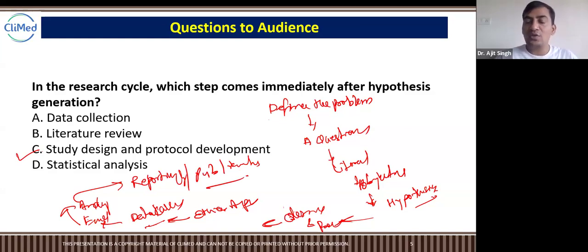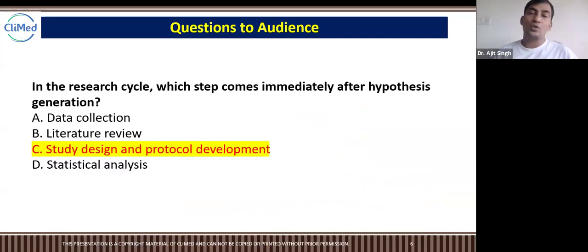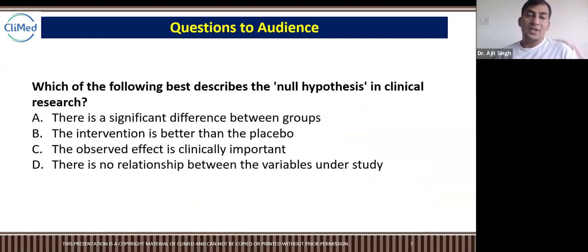Understand? So the hypothesis always comes after your aim and objectives. And aim and objectives definitely cannot be defined without a literature review. You know that. Without a literature review, you cannot define the hypothesis. Understand? So the right answer here is study design and protocol development. Okay. Next question, guys.